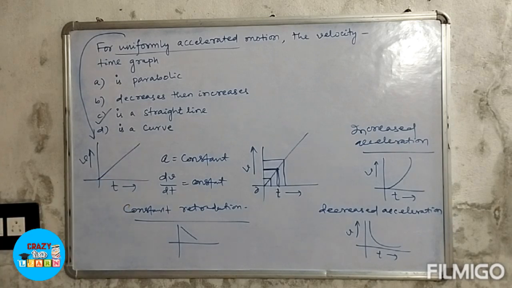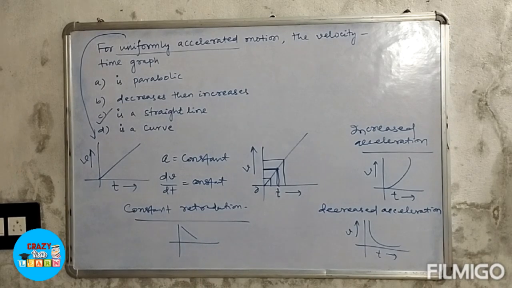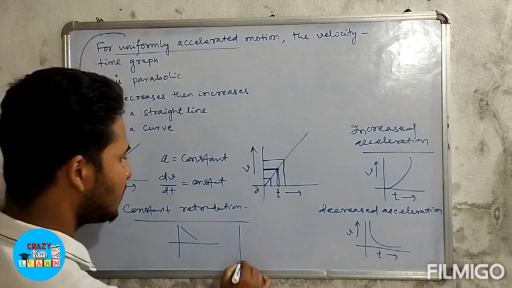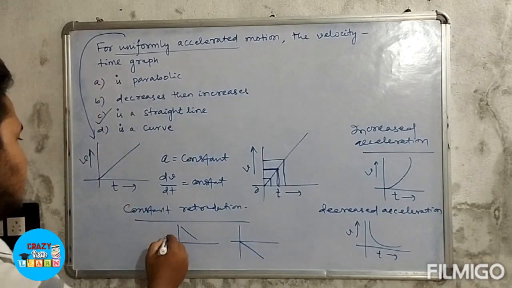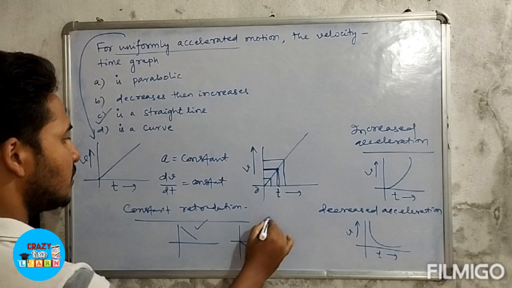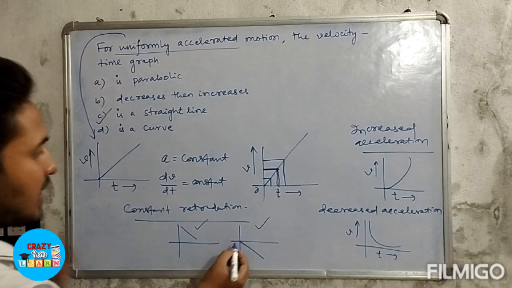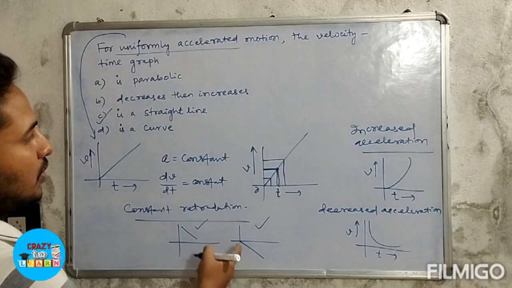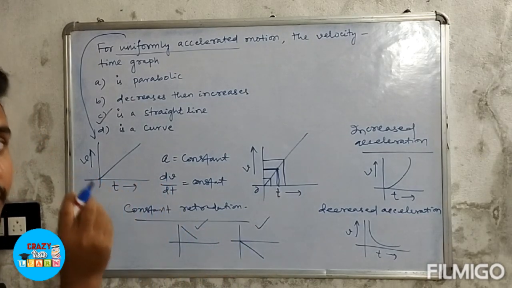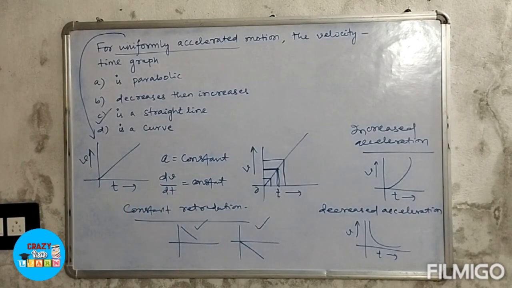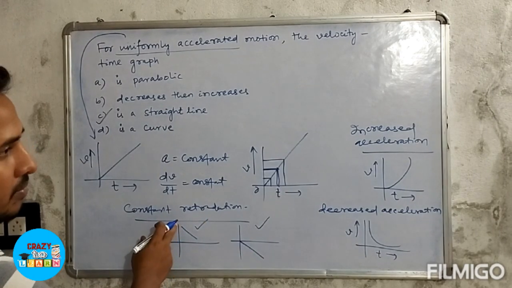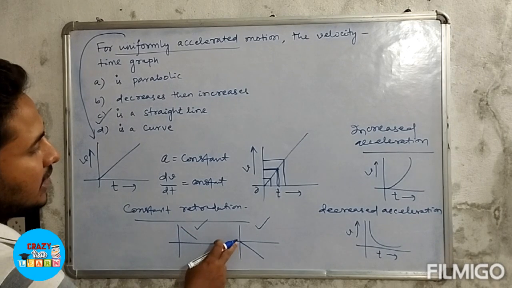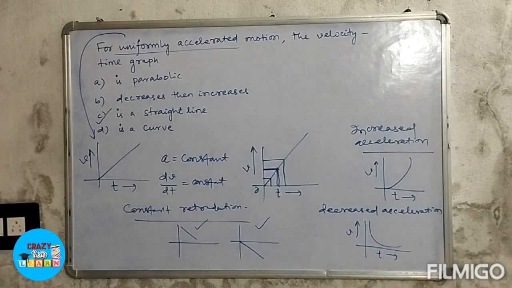Constant retardation means this. Constant retardation starting from initial velocity 0, then this. This is the graph of constant retardation. This is also constant retardation, but here it has some initial velocity, while here the straight line graph starts from origin. That means the initial velocity is 0. Both graphs are constant retardation, but in one there is some initial velocity and in the other the initial velocity is 0. Okay, clear? So these are the different graphs.